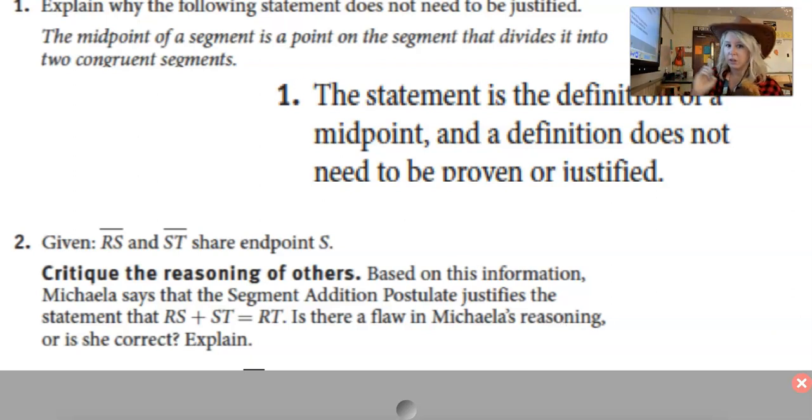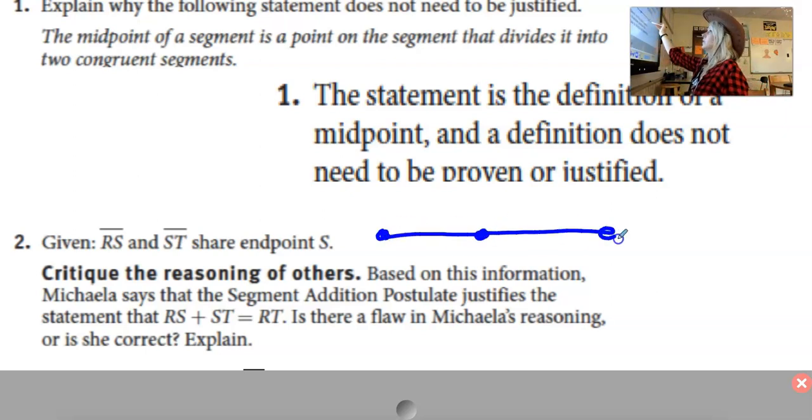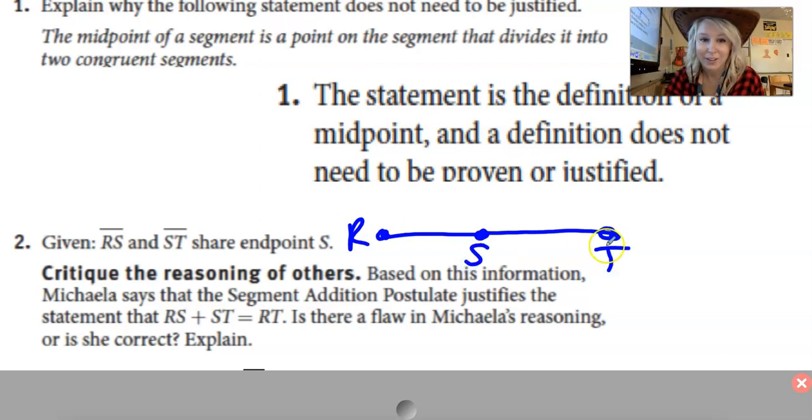So, I bet all of y'all thought this. They share an endpoint, so we have R and S and T. I guess that's what y'all thought. And if you thought that way, you would say, yeah, she's right. RS, this part, plus the other part, equals the whole thing.